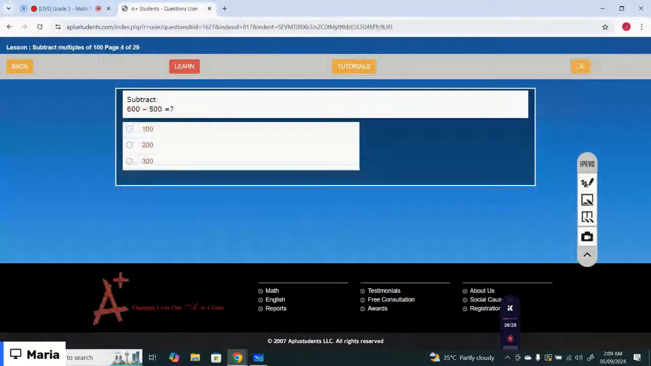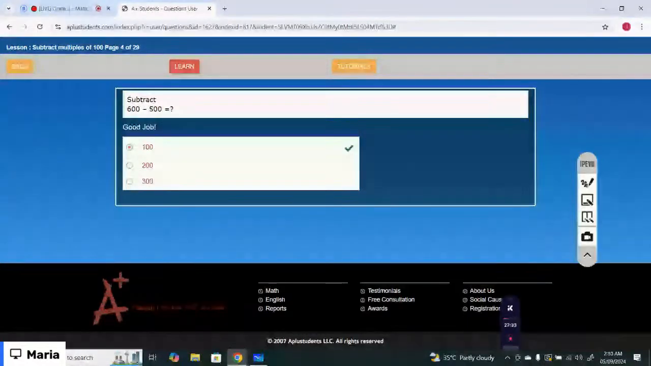So the easiest way is if they have the same number of zeros, just subtract the non-zero numbers, right? Like here you have 600 take away 500. You just have to do 6 take away 5. 6 take away 5 is 1 and you need to add two zeros, so the correct option is 100. Option number 1 is the correct option.